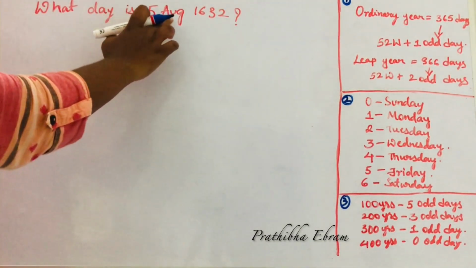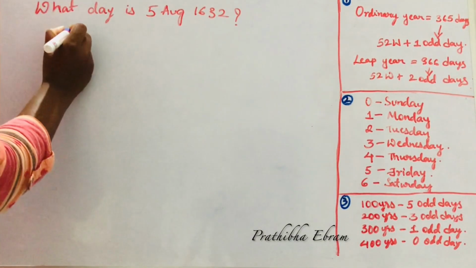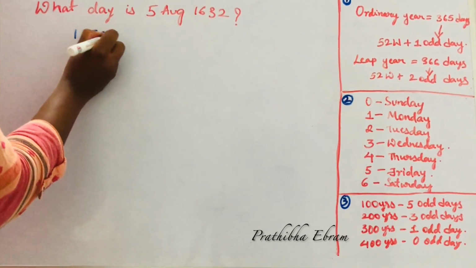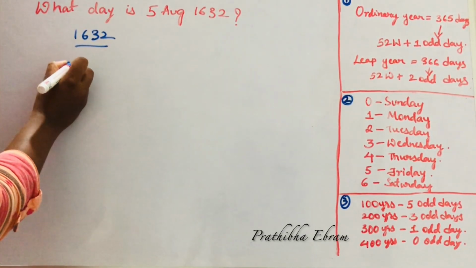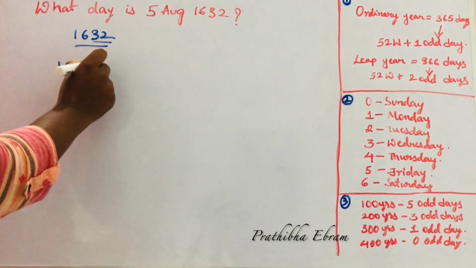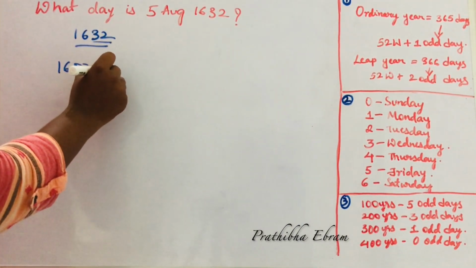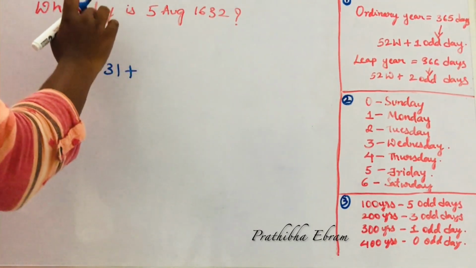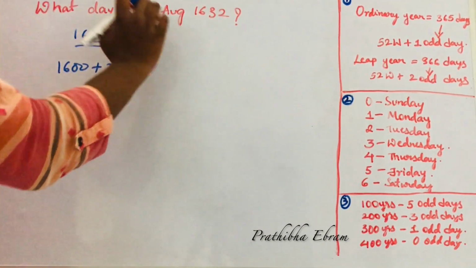What day is 5th August 1632? Now this 1632 can also be written as 1600. So 1600 years finished. Now we are pending with 32. So total we have 31 years, plus in the 32nd year we have only till August, right?